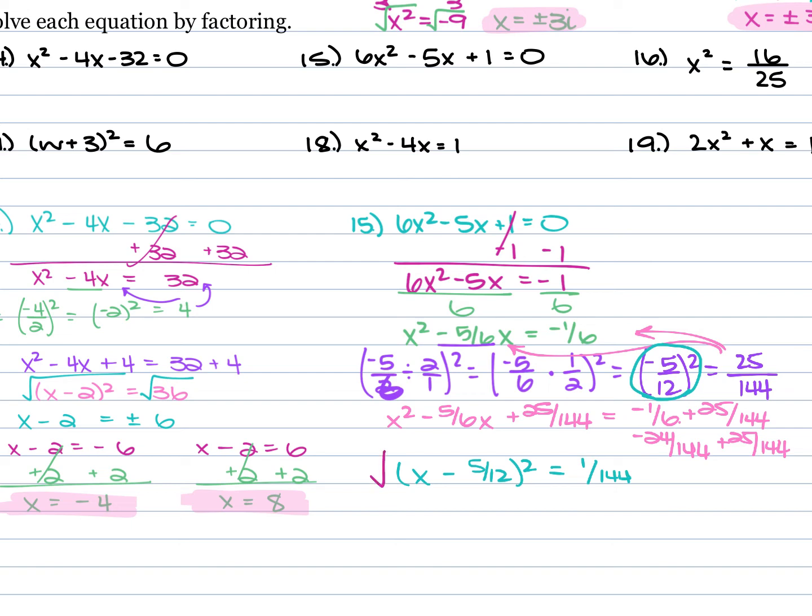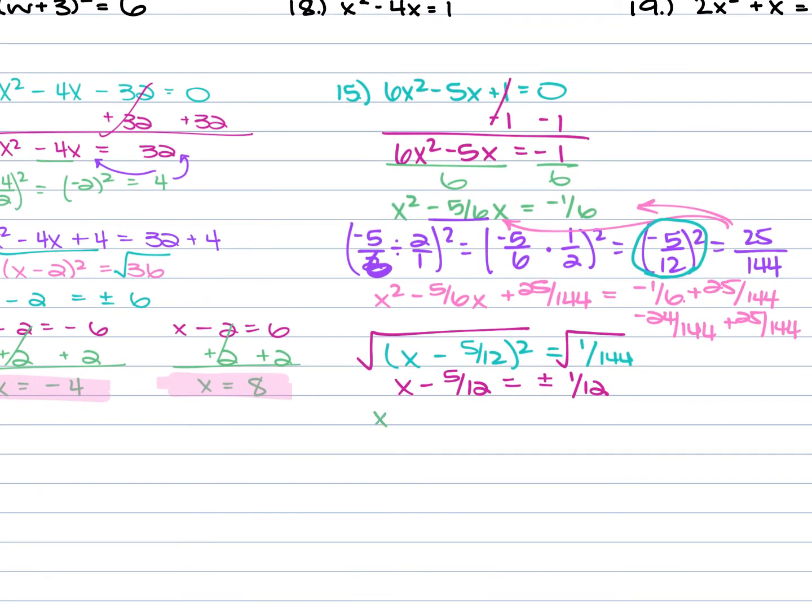If we take the square root of both sides from here, we're going to be left with x minus 5 over 12 is equal to plus or minus 1 over 12. So we're going to separate this into two equations. We have x minus 5/12 is equal to negative 1/12, and x minus 5/12 is equal to positive 1/12. We're going to move the 5/12 over on both of these equations by adding it to both sides, and we're going to be left with x is equal to 4/12, which simplifies to be 1 over 3.